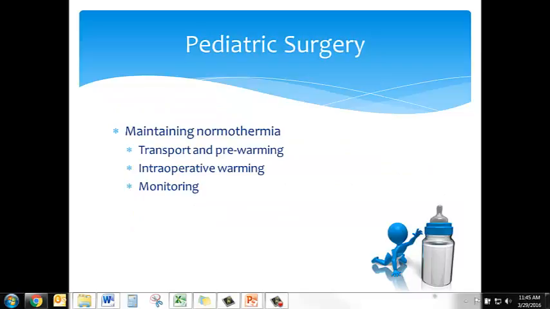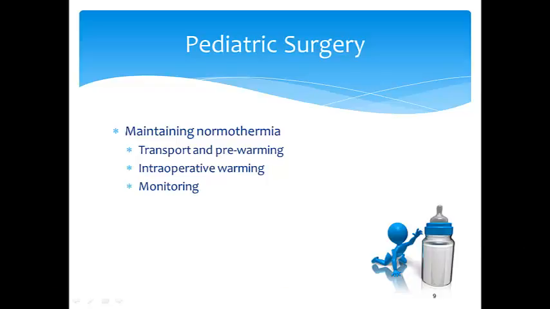Things we can do to maintain normothermia include keeping infants and neonates' heads covered at all times. We want to transport them into a warm environment. Therefore, pre-warming is necessary in OR preparation. Think of some ways in which you could provide warmth and list them in your notes for discussion in class.